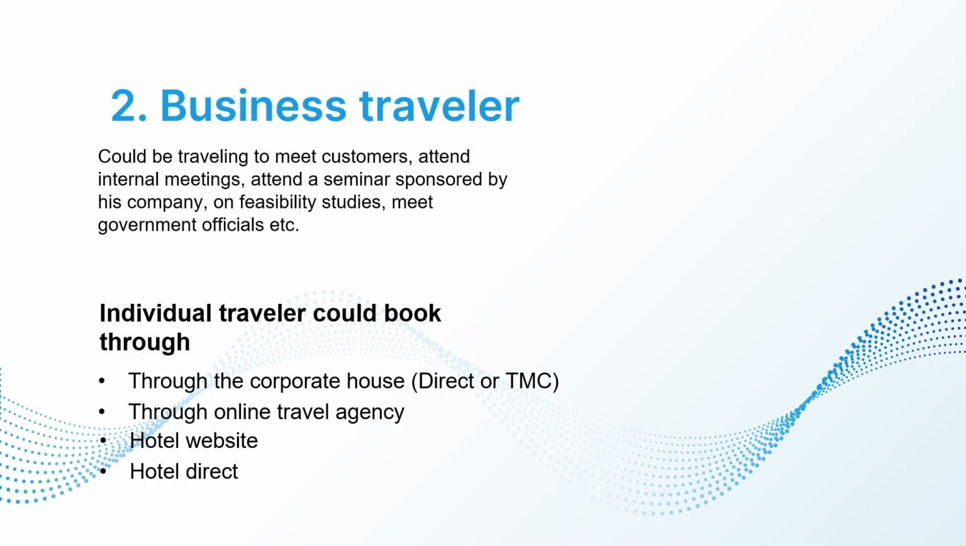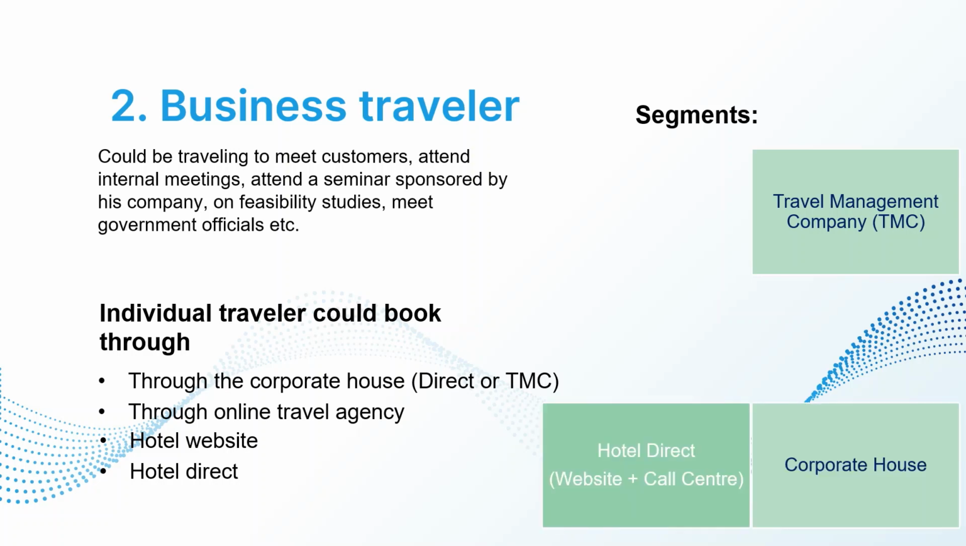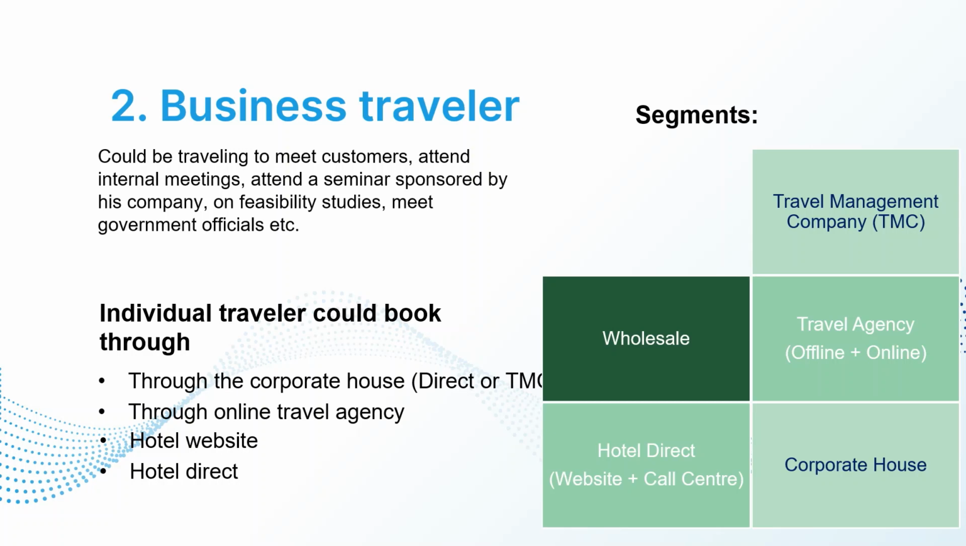Then through online travel agencies, some may wish to book through sites like booking.com and MakeMyTrip. They could also book through the hotel website and approach the hotel directly. In stray cases, they could also be using an offline travel agency to make arrangements. So two new segments get added here, the TMC and the corporate house. And the other two are common, travel agency and hotel direct, from the earlier discussion. The other segments are not relevant for these kinds of travelers.